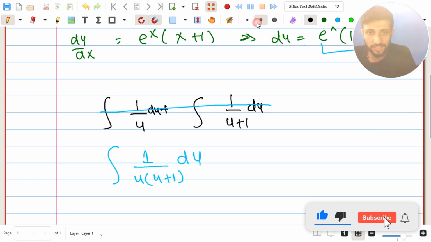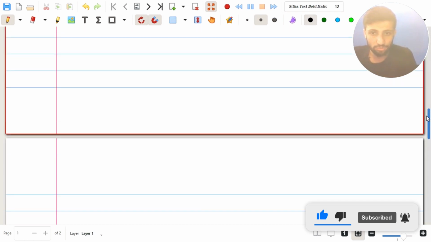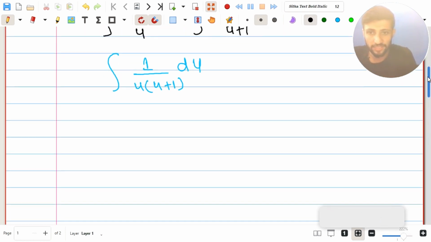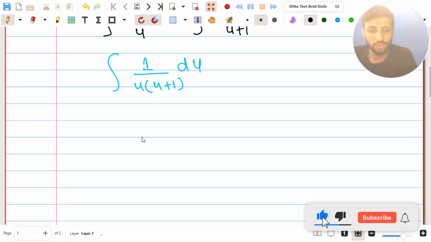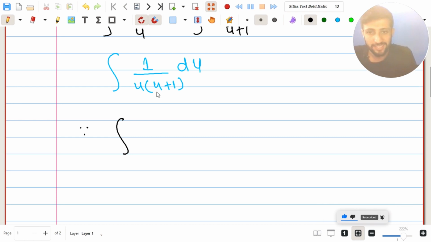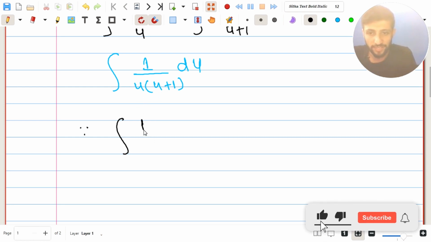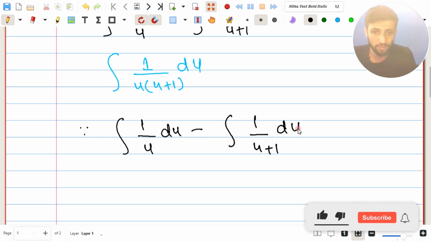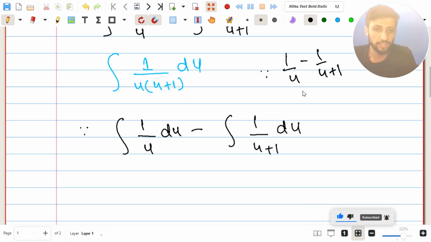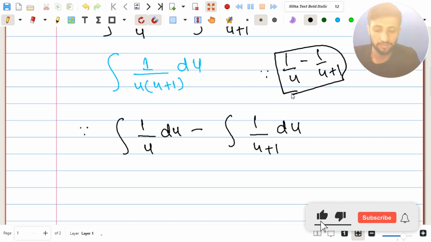So now I simply have to take the integral of 1 divided by u into (u plus 1) into du. If I separate this u into (u plus 1), what I will get is the integral of 1 divided by u into du minus the integral of 1 divided by (u plus 1) into du. Now if you solve 1 divided by u minus 1 divided by (u plus 1), you will end up getting 1 divided by u into (u plus 1). You can try this and verify this.